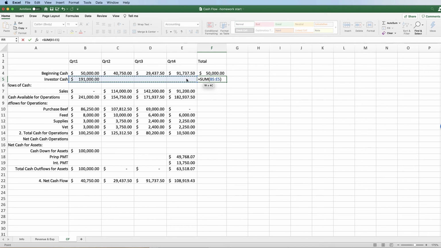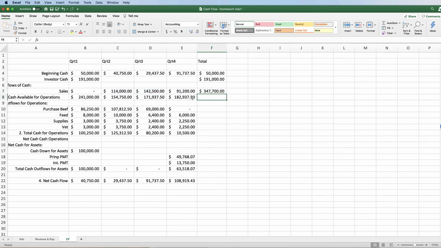We only got investors once, and that's where that money came from. What did we sell? Well, auto sum across all the months. That's what we sold, 347,000. And then you just copy this subtotal formula, and that's how much is total available from all year.